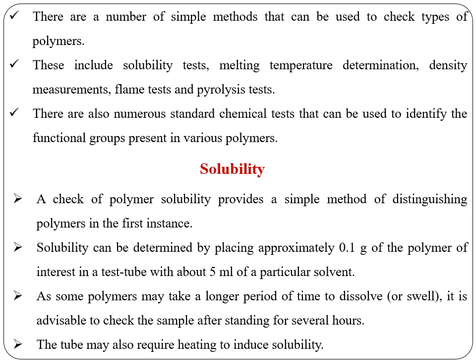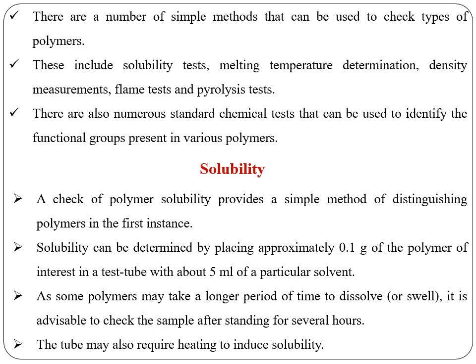There are a number of simple methods that can be used to check types of polymers. This includes solubility tests, melting temperature determinations, density measurements, flame tests, and pyrolysis tests. There are also numerous standard chemical tests that can be used to identify the functional groups present in various polymers. Let us discuss these properties in short.